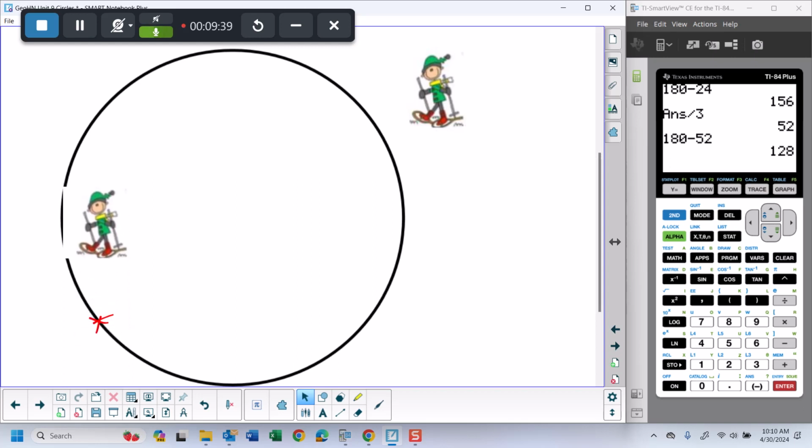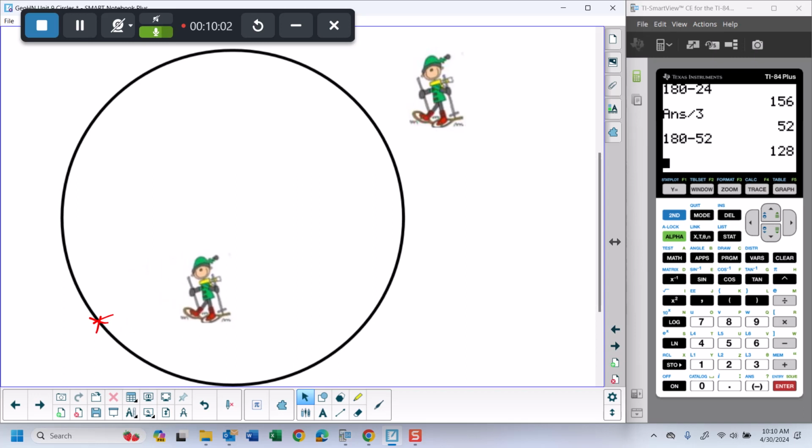And he doesn't know what direction to walk in. He doesn't know if he should walk this way, this way, this way, or this way. Does it matter which way he walks? Because he's going to hit the outside of the circle no matter where he goes, right? Are you okay with that?